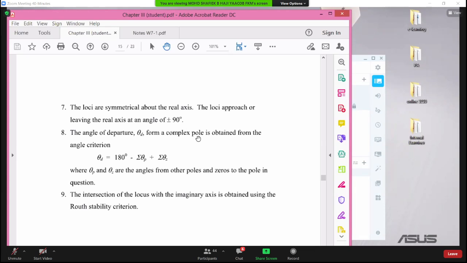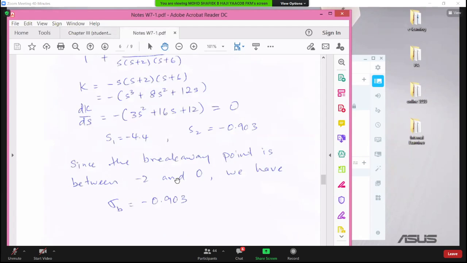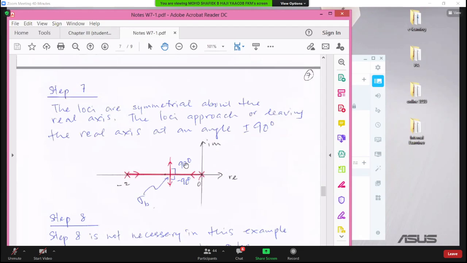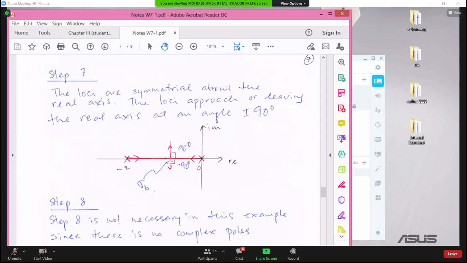So what does this mean in our example here? We know that it's going to break away at -0.9, but it's going to leave at an angle of 90 degrees. So this is the breakaway point, -0.9. Our locus is going to break at an angle of 90 degrees, going to the top, and the bottom one at an angle of -90 degrees, because the root locus is symmetrical about the real axis. So that is step 7.